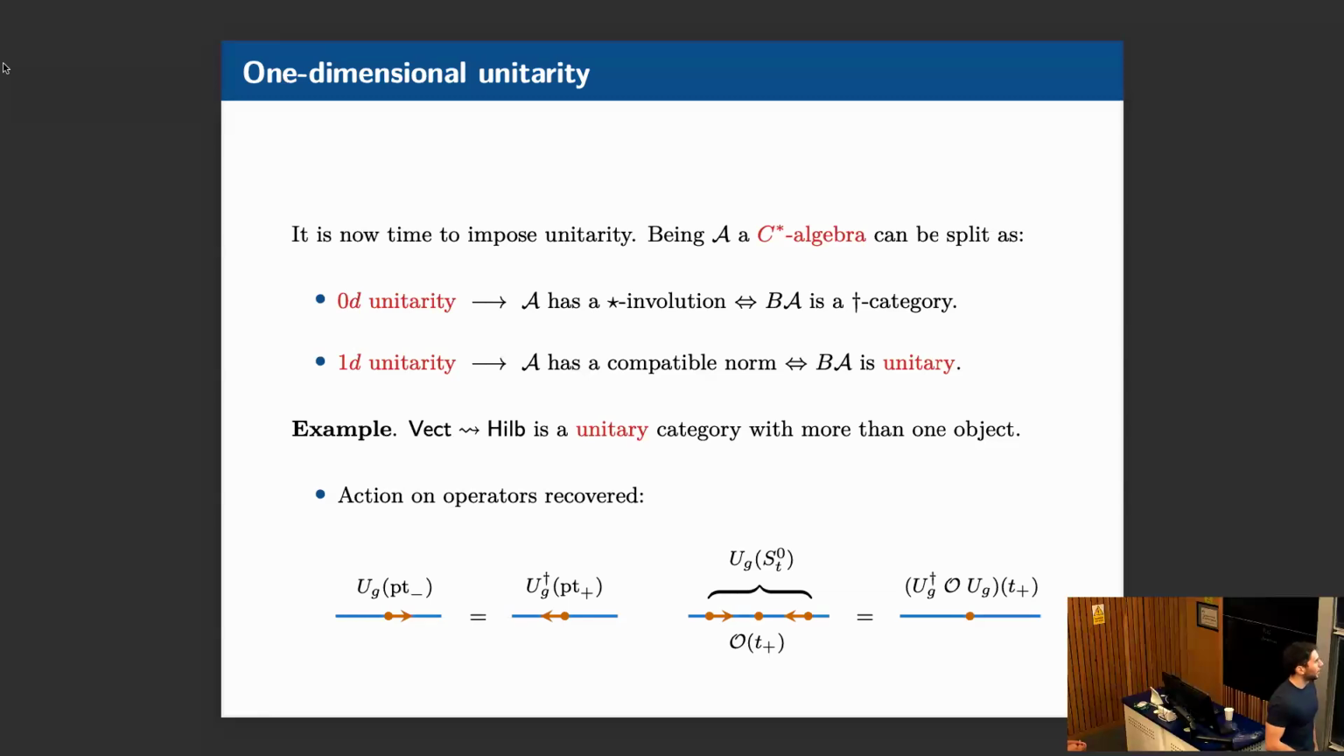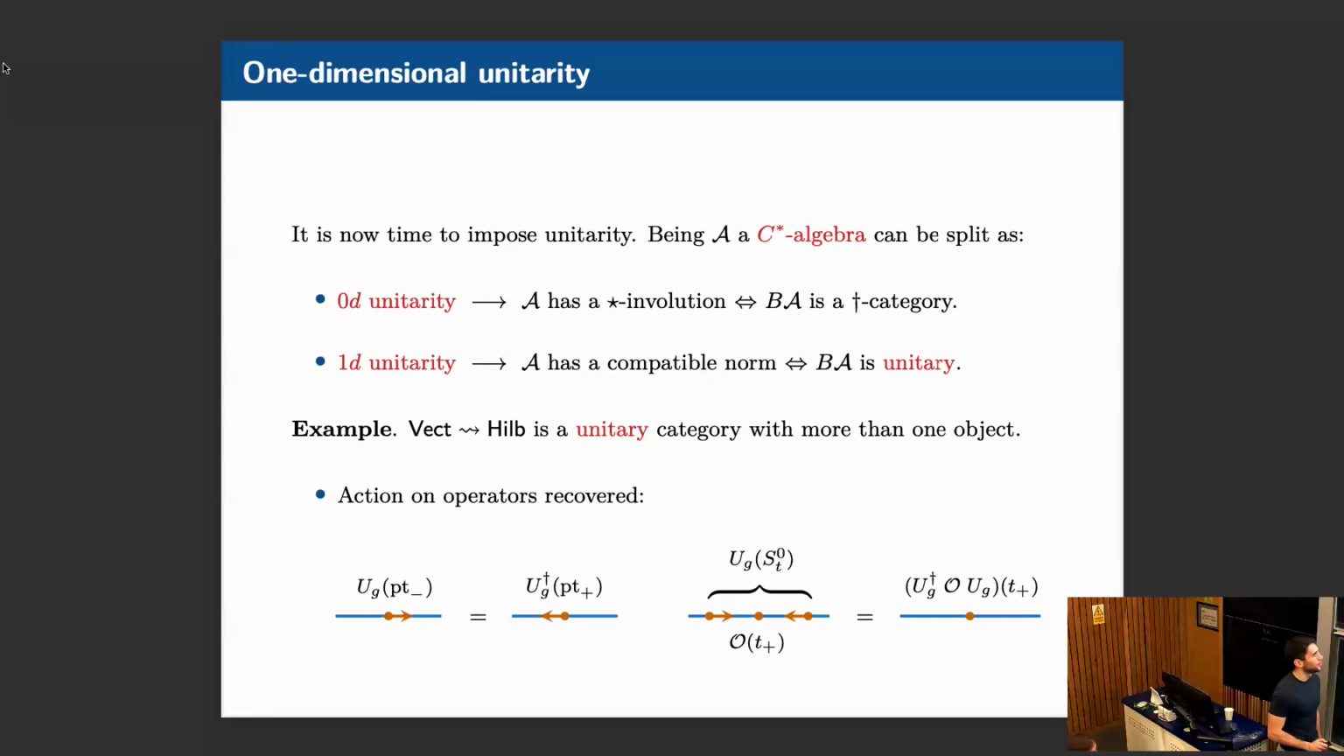And we say that once we recover all of this kind of structure, which is precisely that of a C-star algebra, we can capture this by saying, by definition, that our category BA with just one object is a unitary category, which is saying that the endomorphism of the object is precisely a C-star algebra. Now let me give an example.